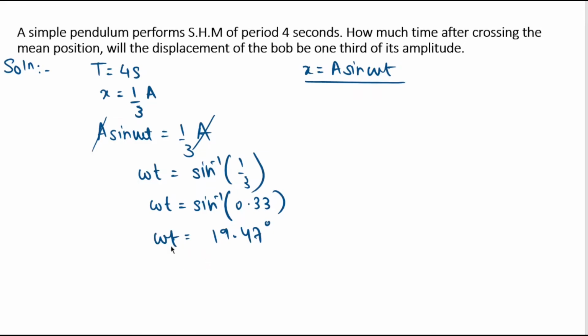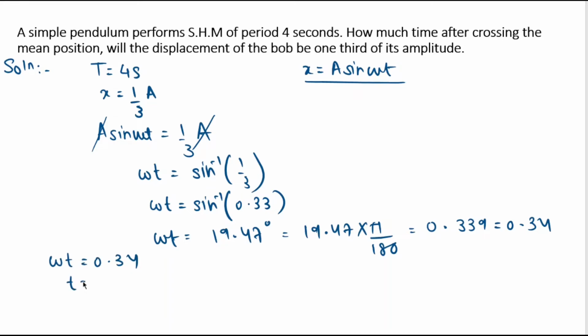Now we know that all things are given here in radians and seconds, that is omega is radian per second. So we need to convert this degree into radian, which is 19.47 into pi by 180. This comes out to be 0.339, which is equal to 0.34 radians. So we can say that omega t is equal to 0.34, which implies t is equal to 0.34 by omega.